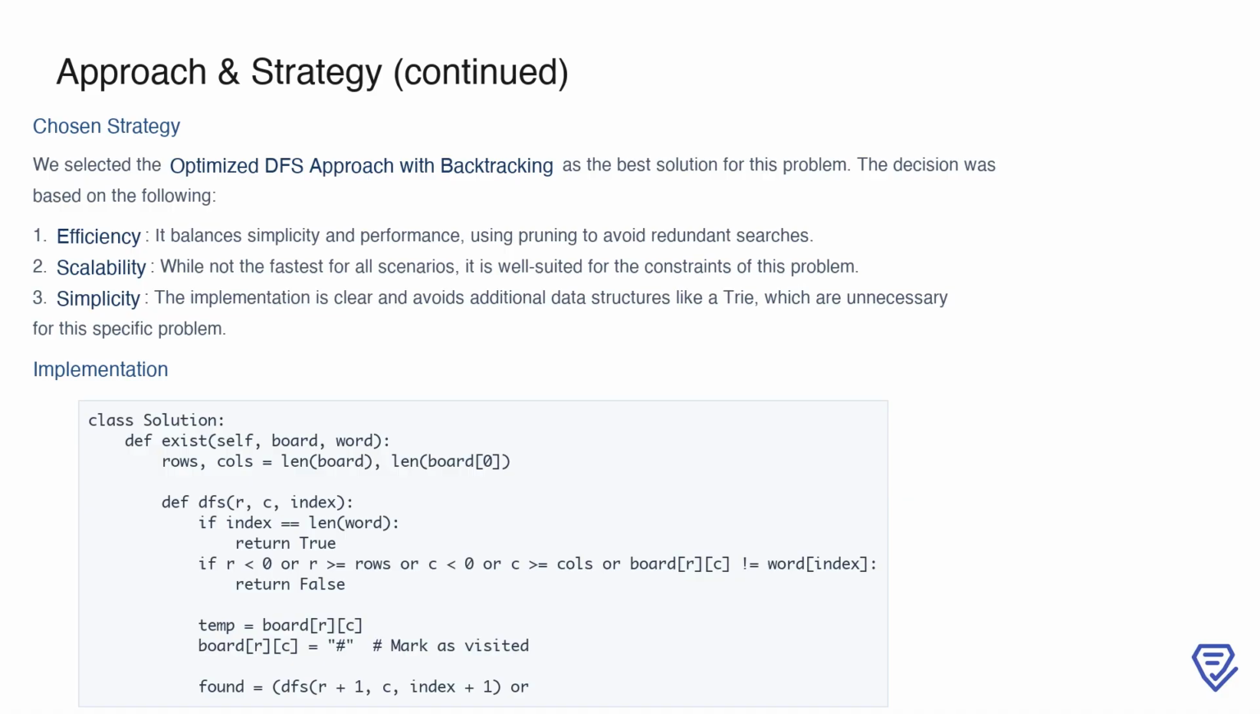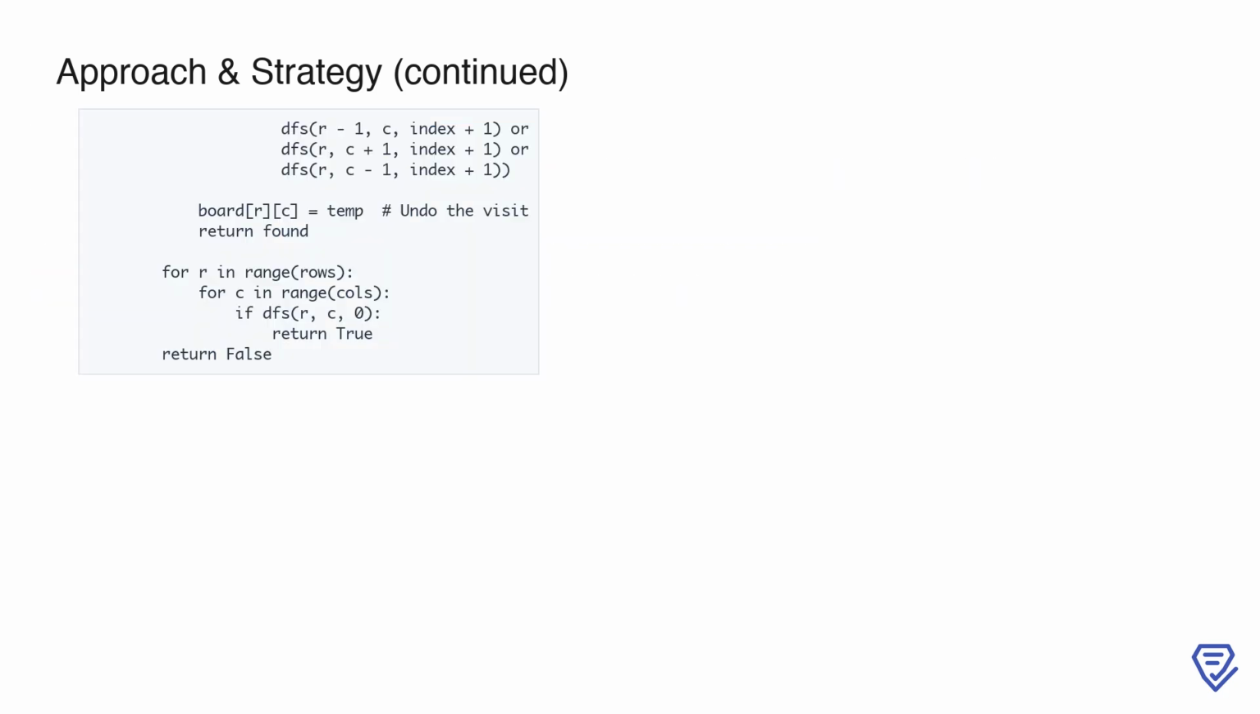The key idea is to recursively search for the word while marking cells as visited during exploration and reverting them afterward to allow other paths to use those cells. This ensures that the algorithm remains efficient and easy to understand. Here, the implementation of the optimized DFS approach begins by defining the recursive DFS function that handles the core logic.